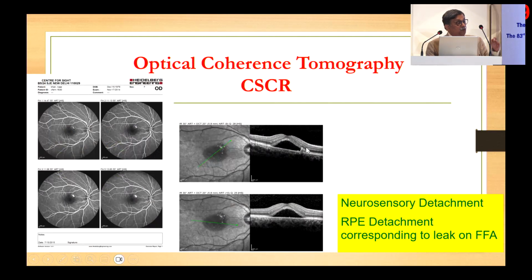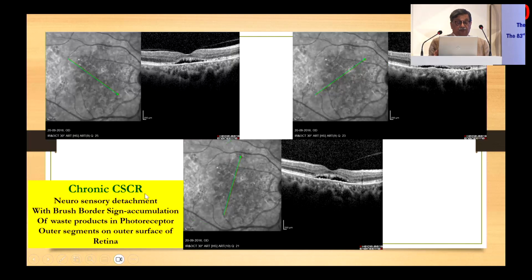The other condition where we see OCT changes very commonly is, of course, central serous chorioretinopathy. You can see here there's a neurosensory detachment, and sometimes there may be a small RPE detachment, which will correspond to the site of a leak on fluorescein angiography. In a chronic CSCR, the added change that you see is that in addition to the neurosensory detachment, there is this brush border kind of sign, where there's an accumulation of waste products in the photoreceptor outer segments, which you see here. You see it becoming thickened. This is a sign that this is now a chronic form of this disease.